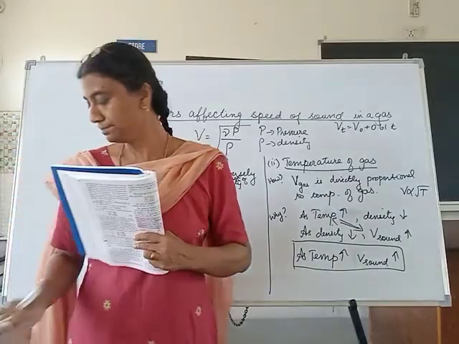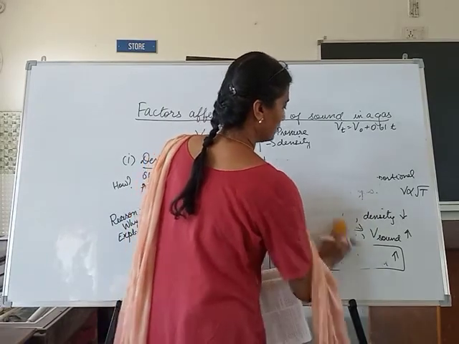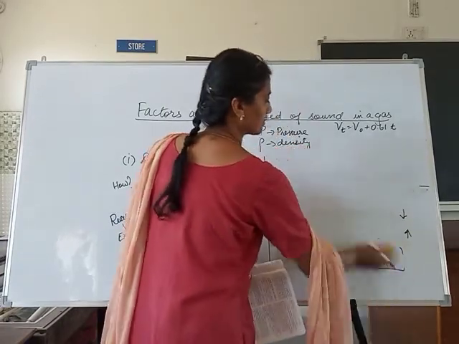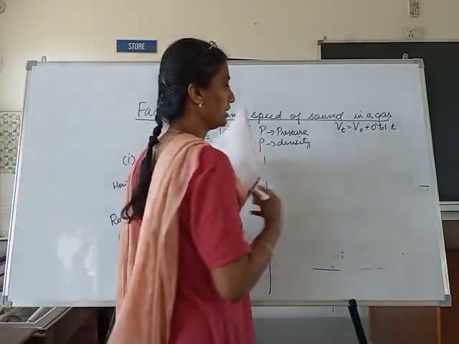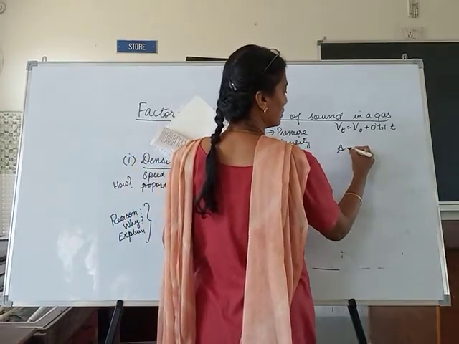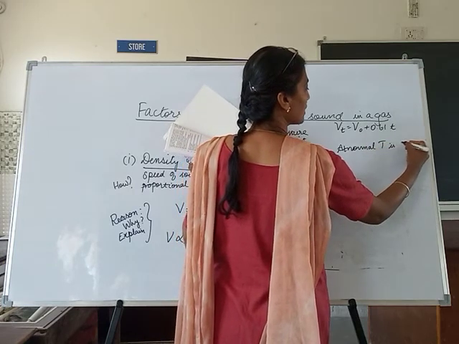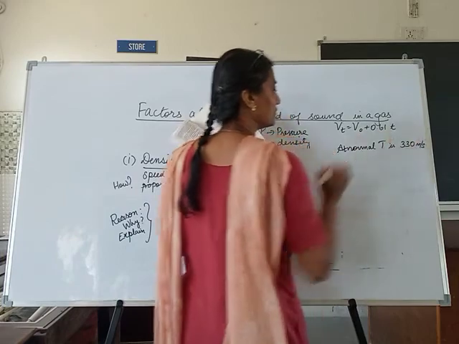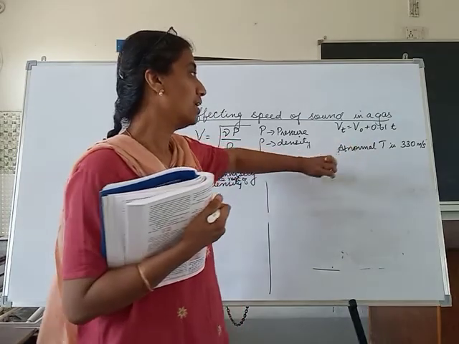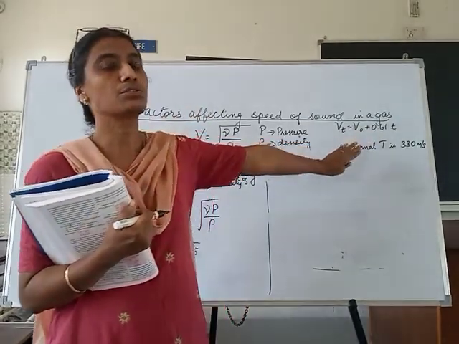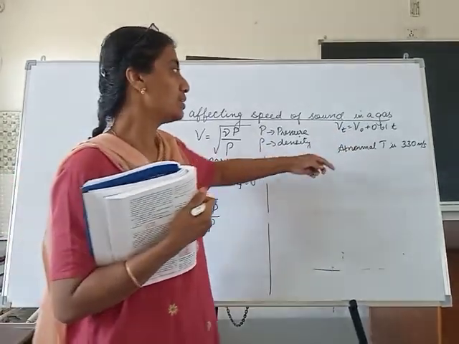Now, for example, the speed of sound at normal temperature and pressure is 330 meters per second. At normal temperature, speed of sound is 330 meters per second. But we know that temperature is not always going to be normal. It can increase and decrease.